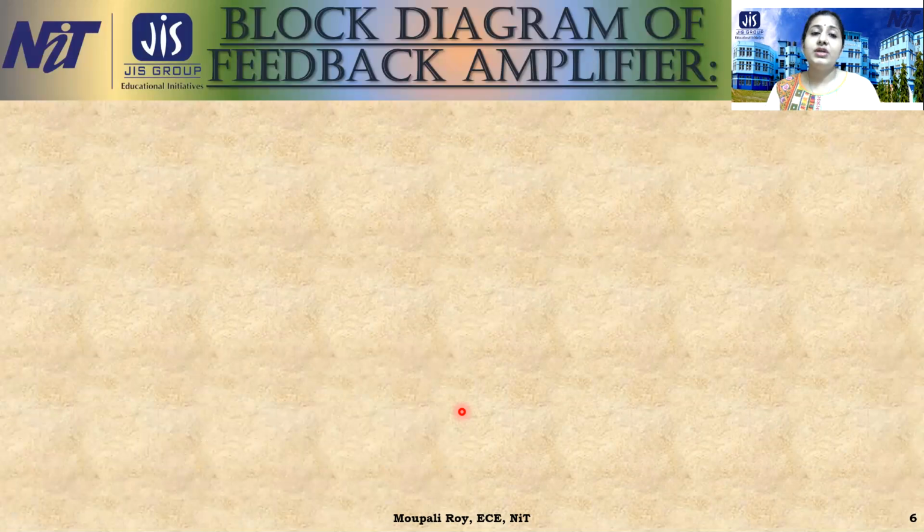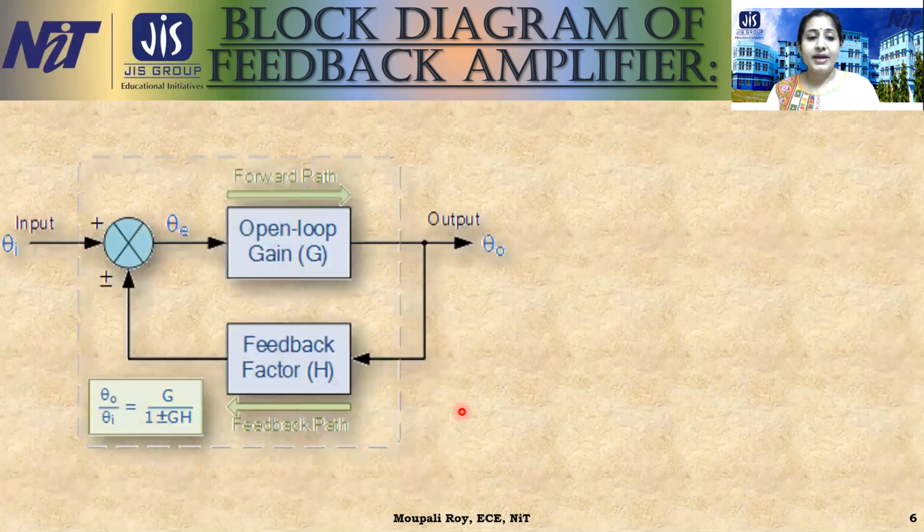Now we come to the block diagram of a feedback amplifier. Suppose this is the block diagram of a feedback amplifier, where this is the input. See, this is the forward path. There is an open loop gain, that is G.